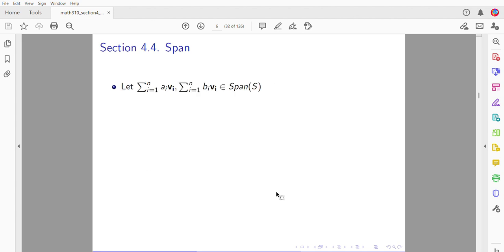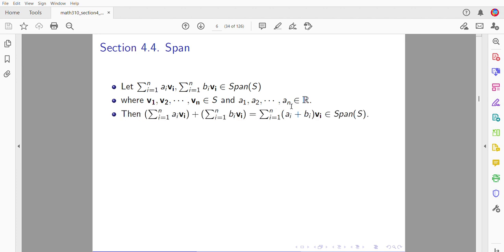Now let's take two linear combinations in span S: summation i going from 1 to n of a_i v_i, and summation i going from 1 to n of b_i v_i. These are two vectors, finite sums, linear combinations, two vectors in span S, where we have chosen v1 through vn from S. The a's are in R and so are the b's.